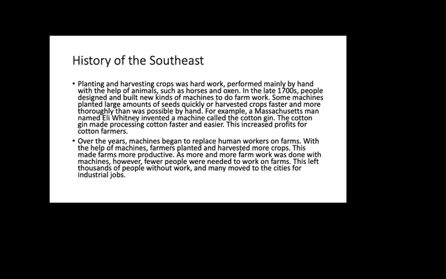All right. Planting and harvesting, much of the work was done by people and animals. Around the year 1700, machines began to be developed. So people designed and built new kinds of machines to do farm work. Some machines planted large amounts of seeds quickly, or harvested crops faster and more thoroughly than was possible by hand. For example, a Massachusetts man named Eli Whitney invented a machine called the cotton gin. The cotton gin was made for processing cotton faster and easier. This increased the profit for the cotton farmers.